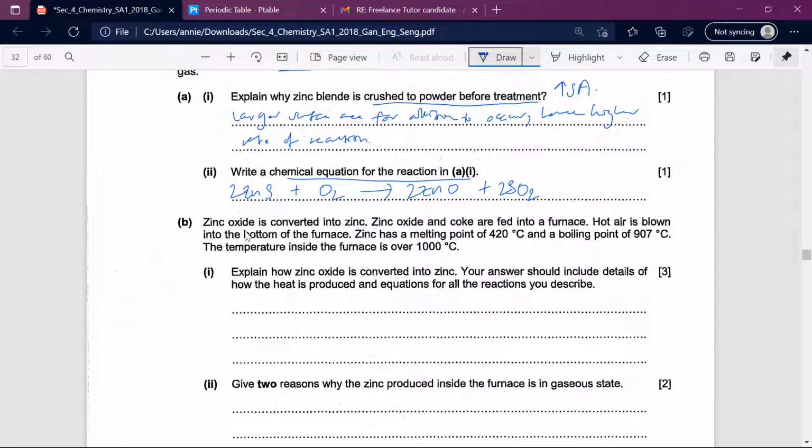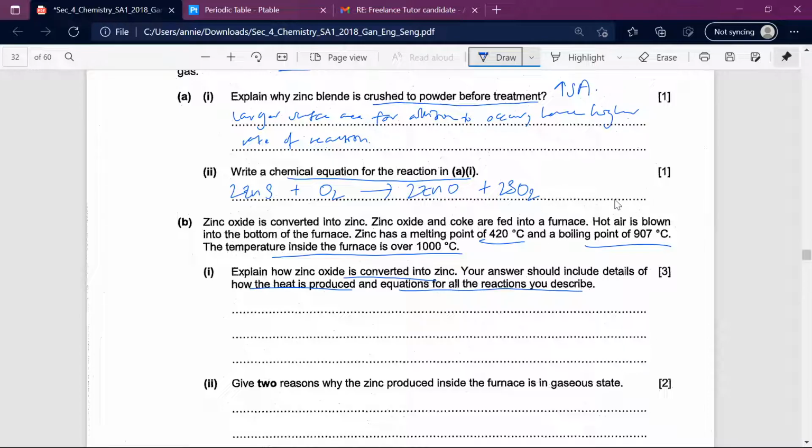Next question. Zinc oxide is converted into zinc. Zinc oxide and coke are fed into a furnace. Hot air is blown into the bottom of the furnace. Zinc has a melting point of 420 degrees and a boiling point of 907. The temperature inside the furnace is over 1000. Explain why zinc oxide is converted to zinc. Show the equation for how the heat is produced and equations for all the reactions we describe.